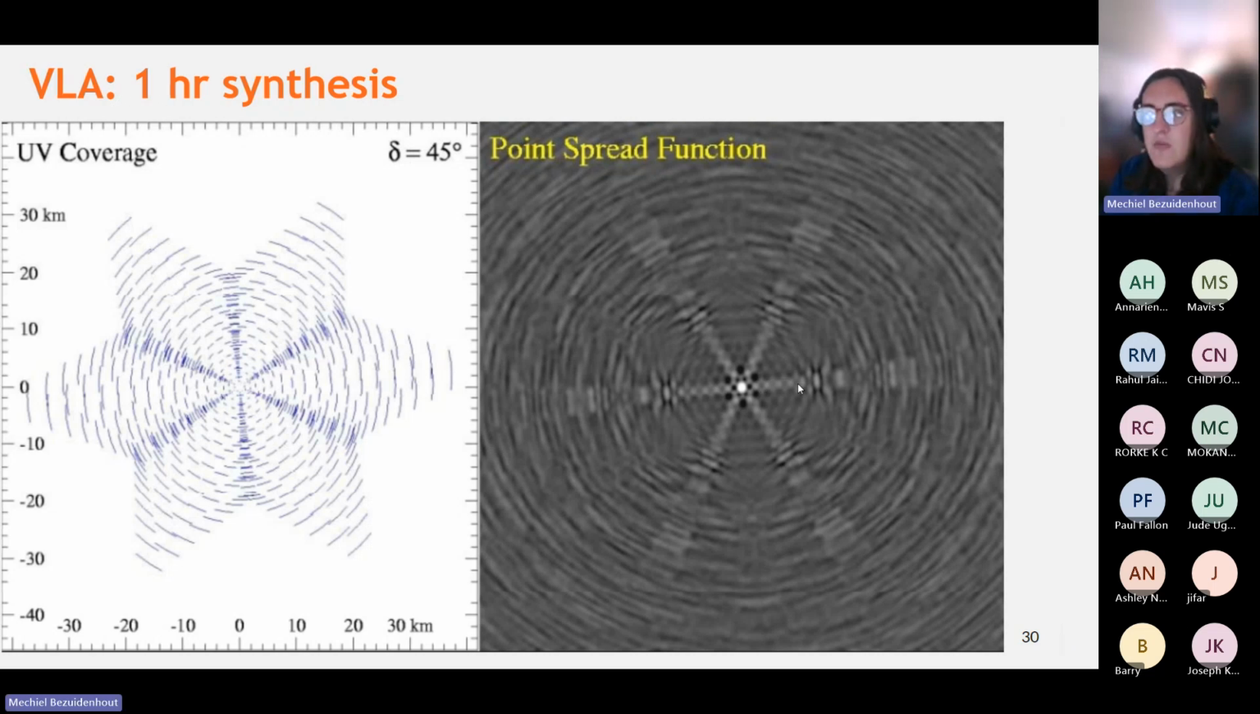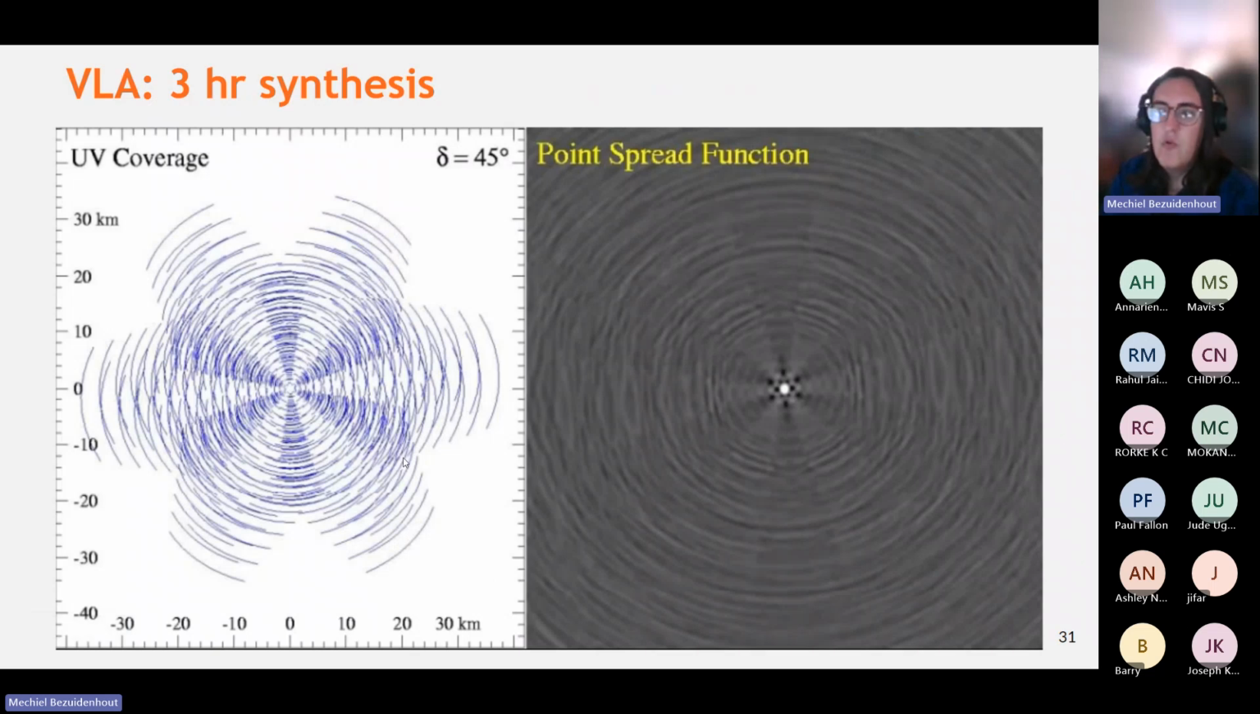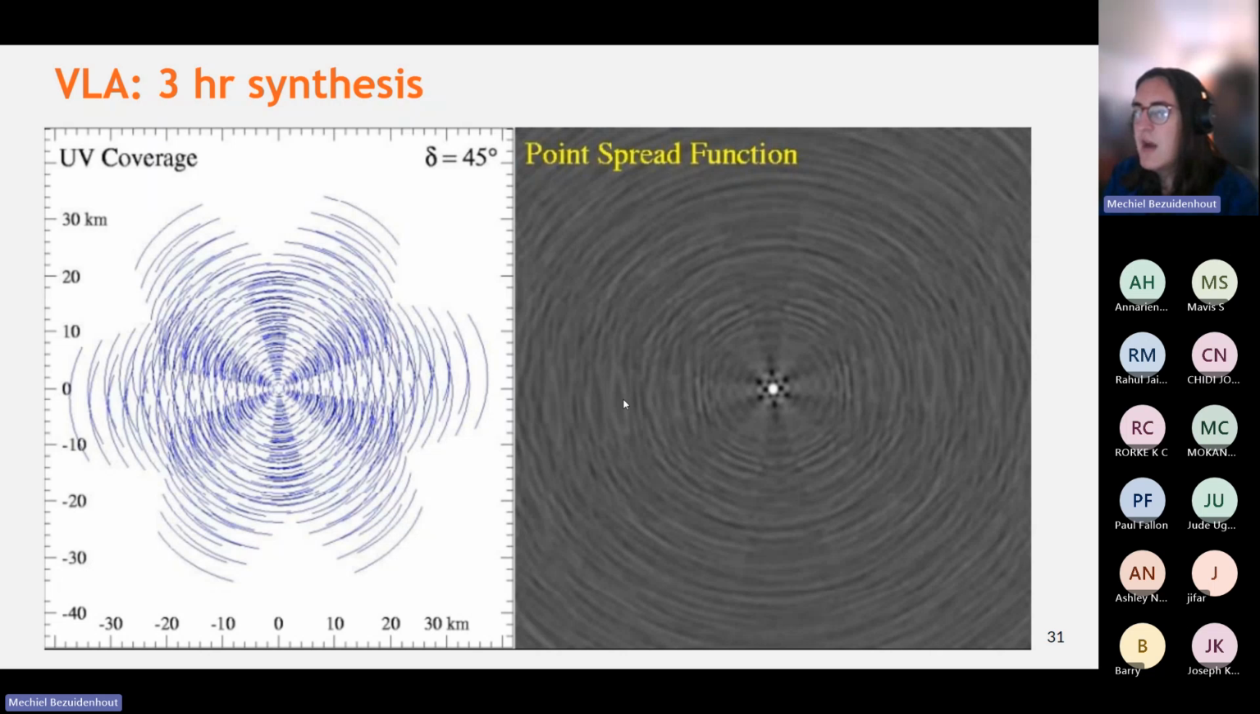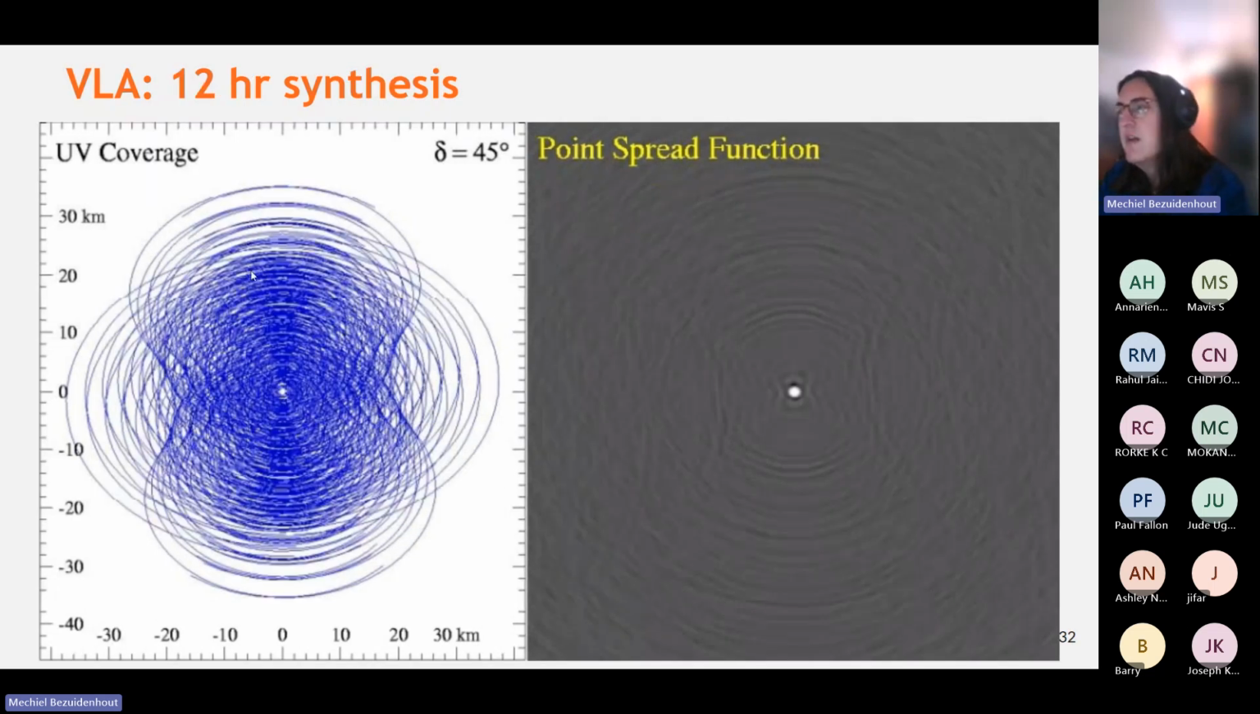Now, if we do this for 3 hours, we get even longer tracks and more of the UV space is filled out. And if we do the Fourier transform, you get an even better point spread function, where it's really starting to look like a point source now. If you do this observation over a full 12 hours, now those tracks are starting to cover almost the whole of the UV space. And when you do the Fourier transform, you get a very nice round dot, which means that the point source is well resolved. But you can still see that there are artifacts in the image, and basically you have to get rid of those using software techniques.